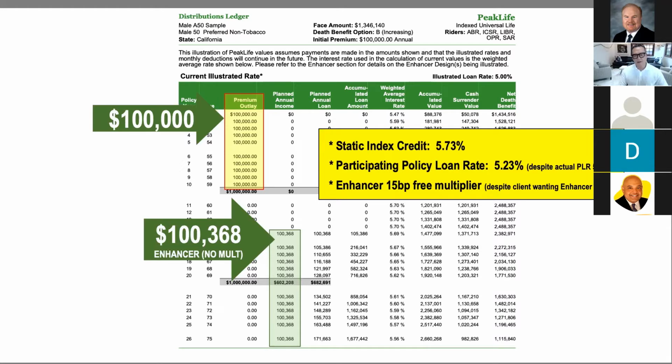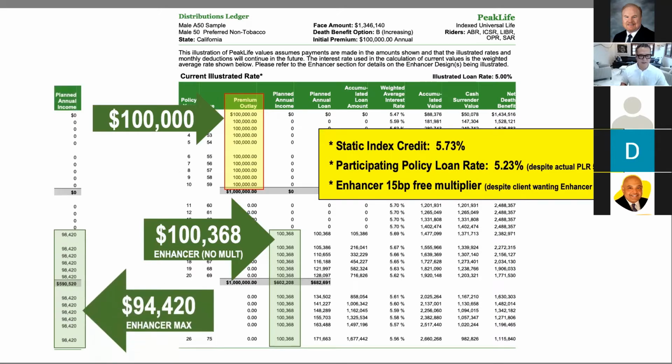Now, the problem with what we're looking at here is, let's say you have a client that actually wants to kind of go for it, and they want to buy the product with the enhancer max multiplier option. That is the more aggressive multiplier option that this product has. Well, if you run the exact same illustration using the enhancer max multiplier, which we did, and you look at the income drawdown there on the left-hand side, the income reduces from 100,000 down to, oh, that's a typo there, 98,000. So a little bit less, and that's kind of weird, right? Why would the income be less with the more aggressive multiplier feature on?